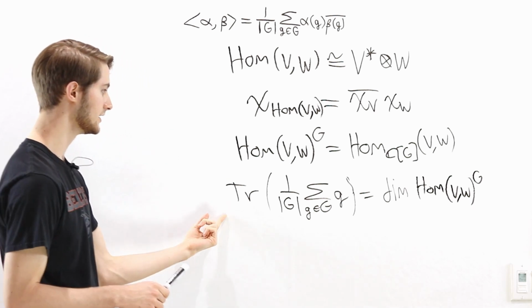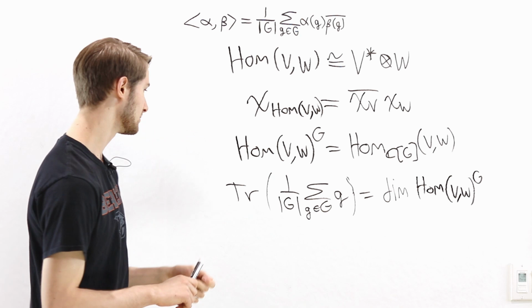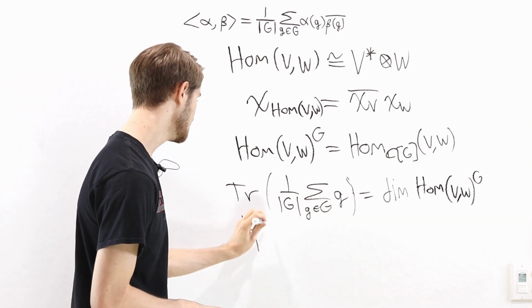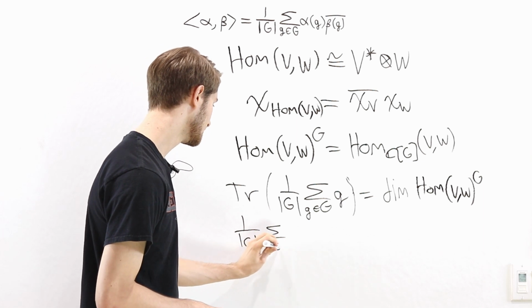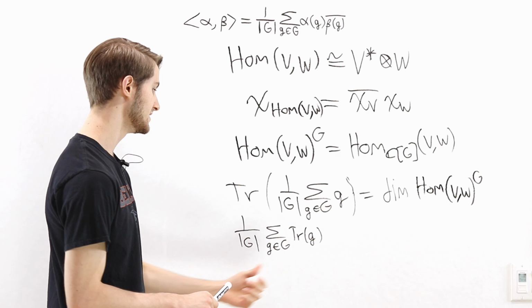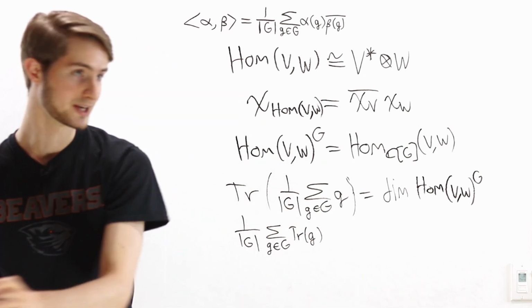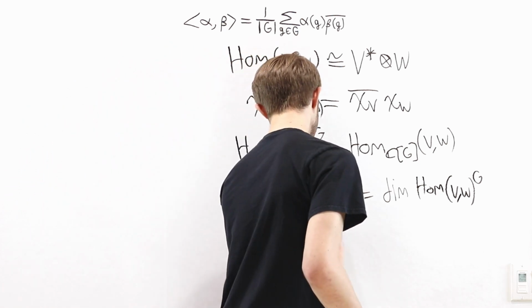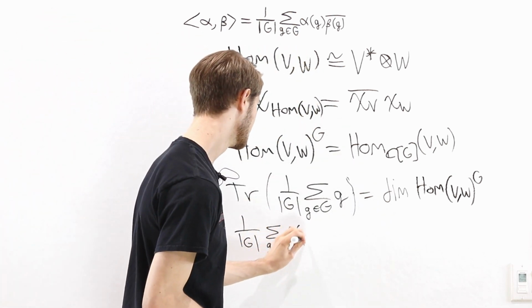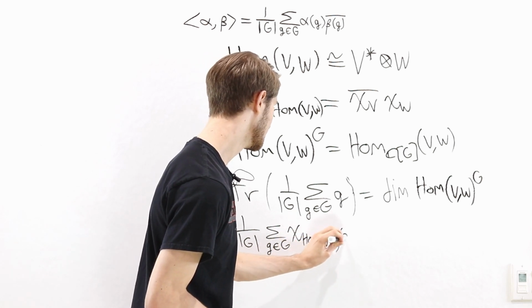And we can calculate the trace of this map. Because the trace is a linear operator, we can bring this to the inside. So this becomes 1 over the size of G times the sum over all elements in G of the trace of g. But by definition, the trace of the linear transformation described by multiplication by g is the same thing as the character of the representation evaluated at g. So we get chi_Hom(V,W) of g.